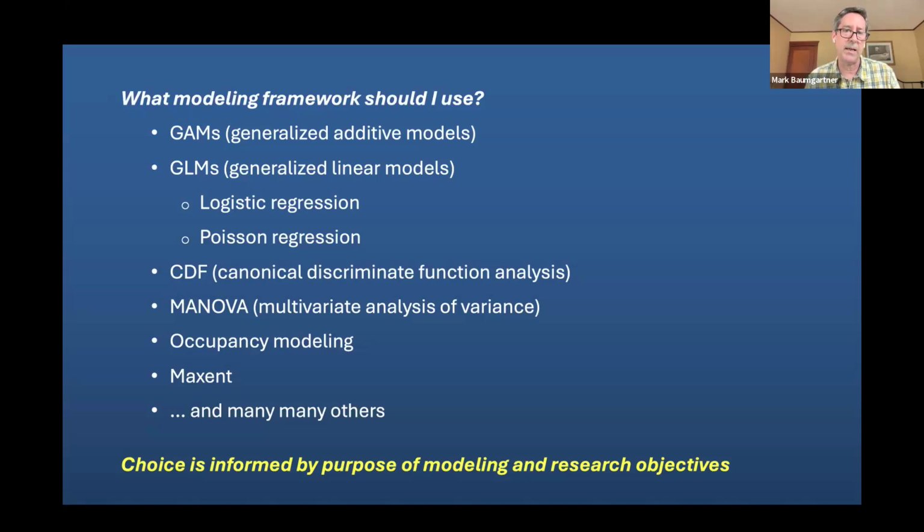Same for a multivariate analysis of variance. And then there's a whole lot of other tools: occupancy modeling, Maxent. The statisticians on this call could probably rattle off 10 to 15 other things that could be used for this. But the point is that your choice of model really needs to be informed by why it is that you want to do this model and what it is you want to get out of it, what your research objectives are.